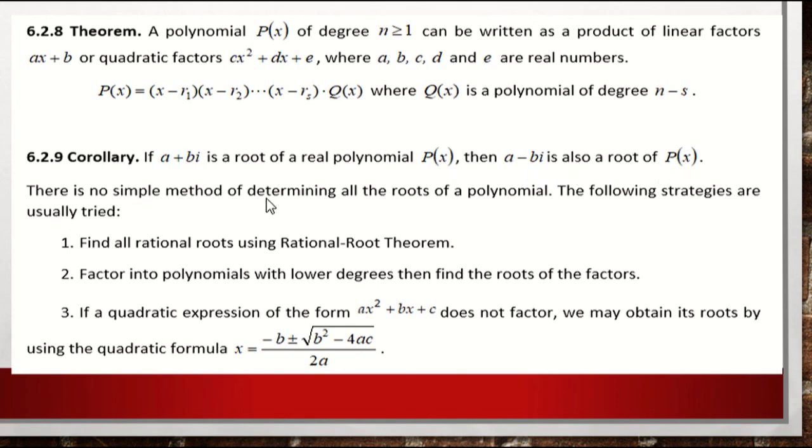There is no simple method of determining all the roots of a polynomial. The following strategies are usually tried. So we can get the roots using these. Find all rational roots using the rational root theorem. We can also factor into polynomials with lower degrees, then find the roots of the factors. And if a quadratic expression of the form ax squared plus bx plus c does not factor, we may obtain its roots by using the quadratic formula. That is x equals negative b plus or minus the square root of b squared minus 4ac, over 2a.